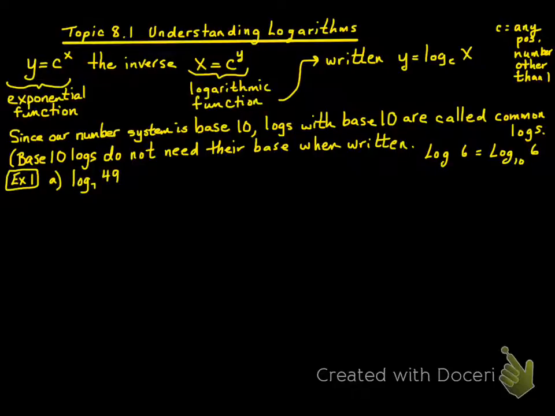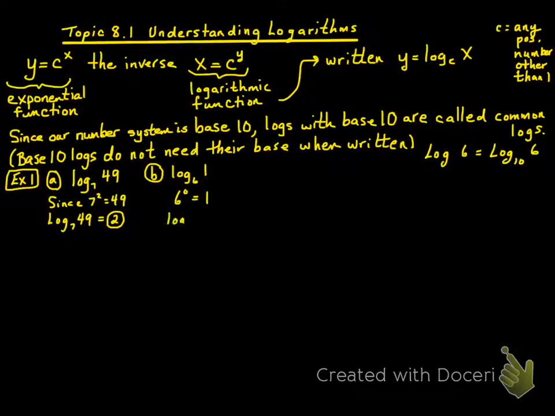In example 1a, log base 7 of 49. Since 7 squared is 49, the log base 7 of 49 would equal 2. Log base 6 of 1, well, 6 to the power of 0 is equal to 1. So log base 6 of 1 is 0.